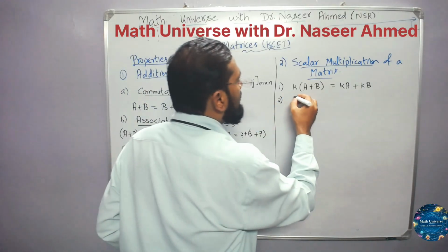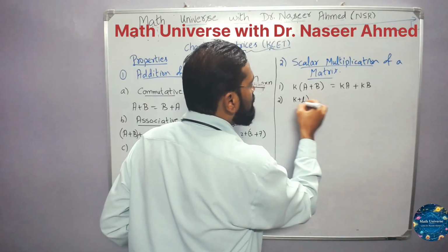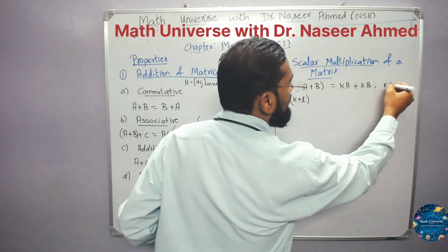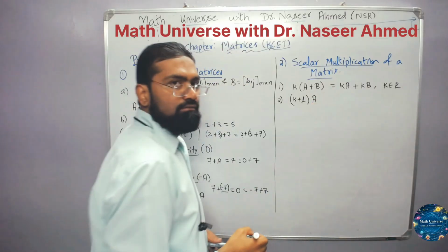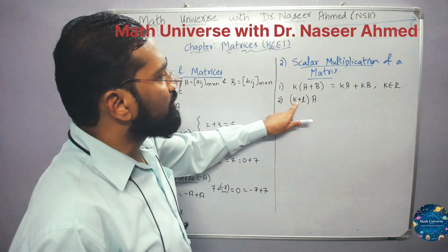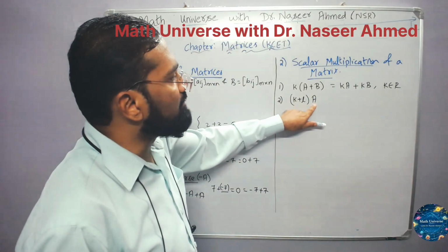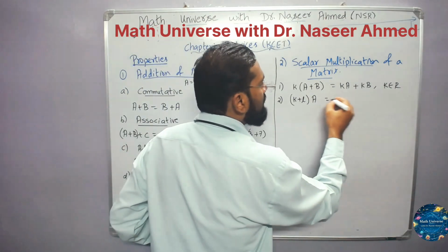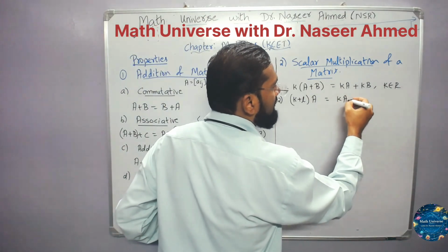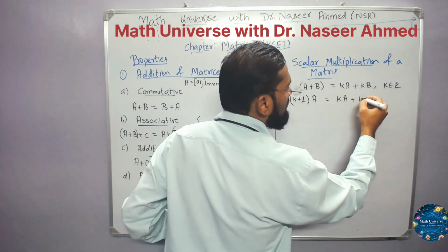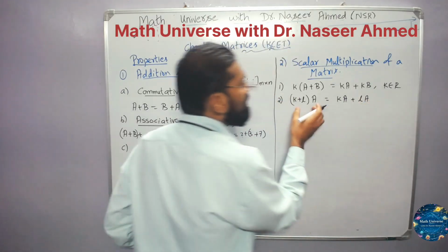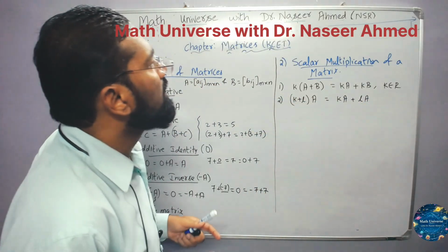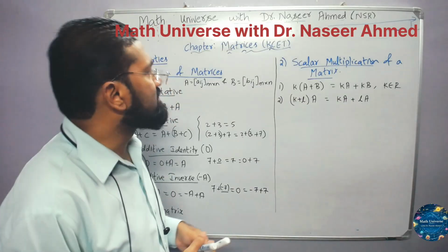Similarly, K plus L, I've got two scalars. K is any scalar, any real number. I've got two scalars and I want to perform multiplication with the matrix A. Either you can add both the scalars and then multiply with matrix A, or you can multiply the scalar with matrix A, K into A, then L into A, and then add them, and you'll get the same. This is about scalar multiplication of a matrix.